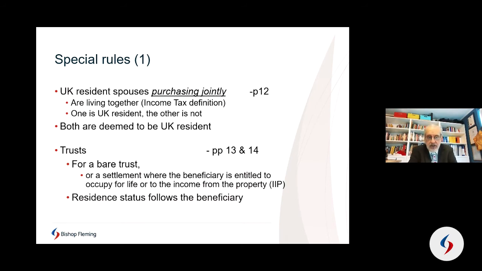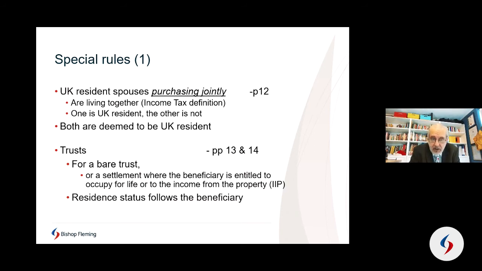And then for trusts, I mentioned that we've got this alternative definition. Normally, we are asked the question: do we have a bare trust or do we have a settlement? A bare trust is a trust where the beneficiary has an absolute right to occupy the property or to the income arising from the property, an absolute right against the trustees. A settlement is any other trust.